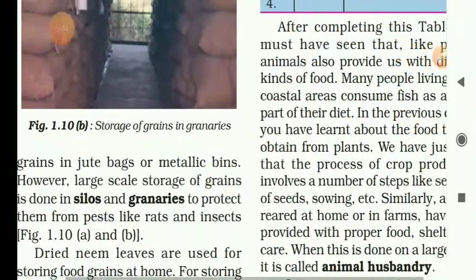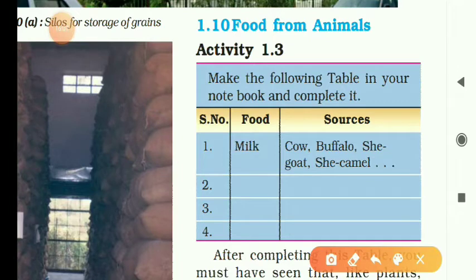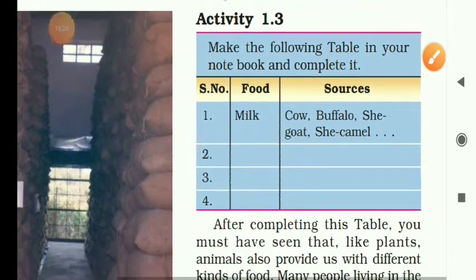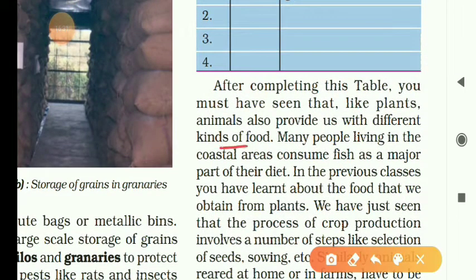Okay. Now next one, food from animals. You know that we get food from animals. For example, we get milk from cow, buffalo, she goat and she camel. We get eggs from the hen, and we get meat from the fish. In this way we are getting food from animals. Like plants, animals also provide us with different kinds of food. Many people living in coastal areas consume fish as a major part of their diet.